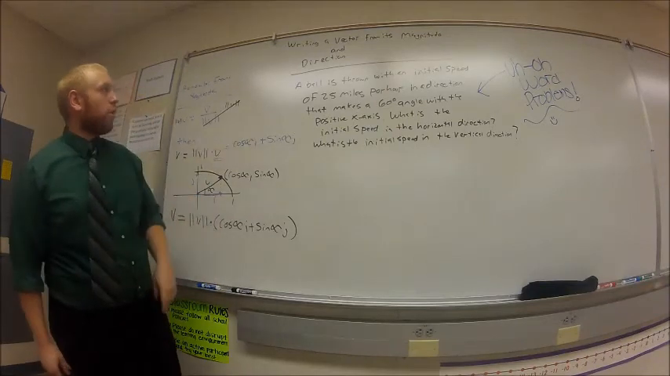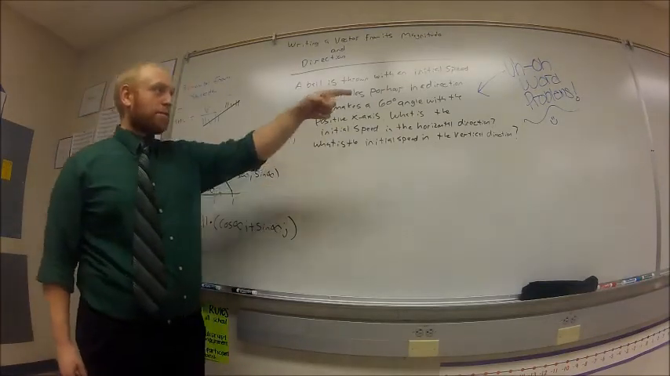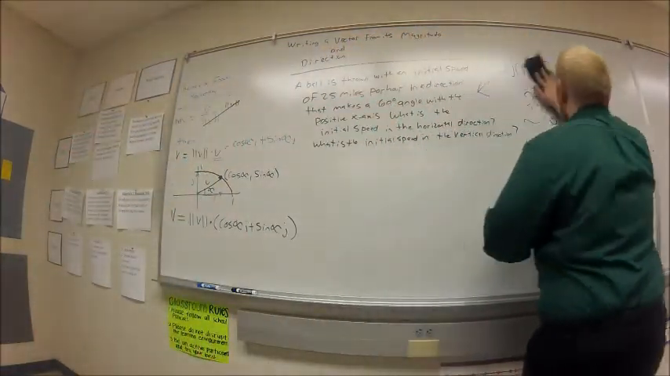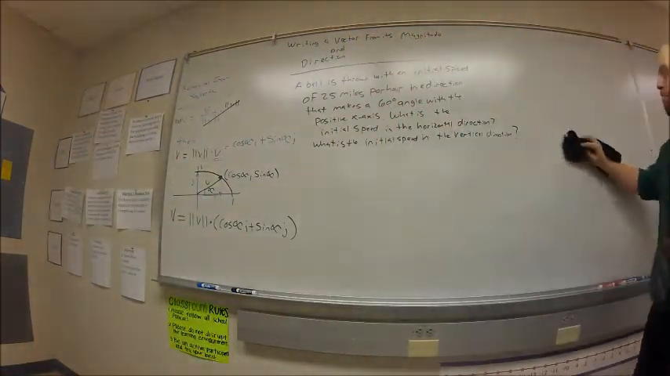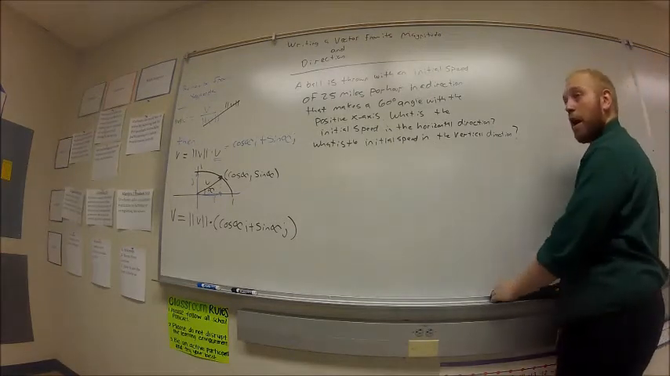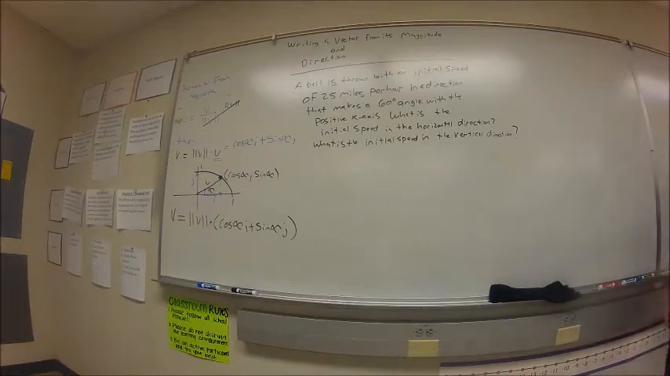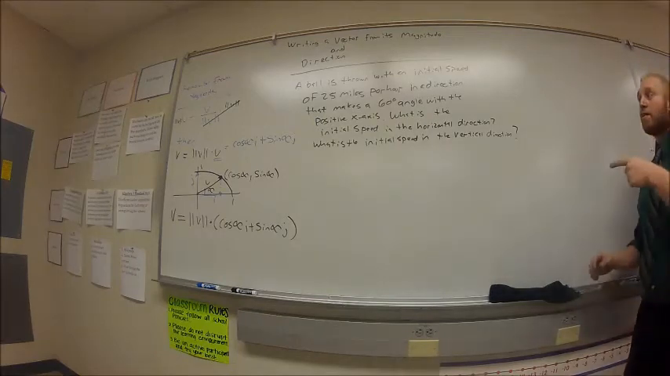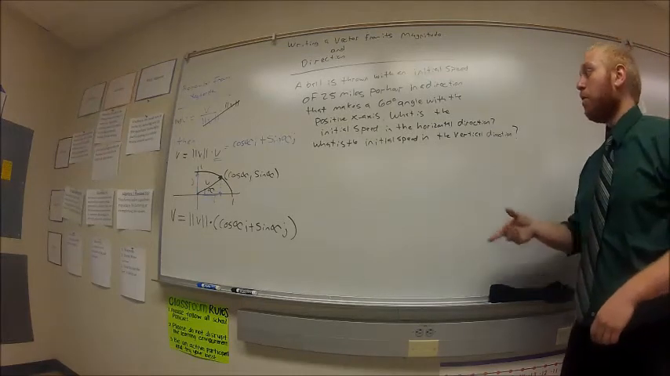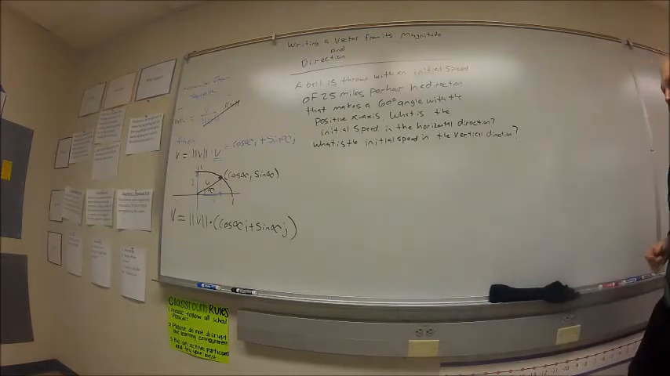Now let's look at example 1. You already got that on your paper. So, go ahead and read the problem. A ball is thrown with an initial speed of 25 miles per hour in a direction that makes a 60-degree angle with the positive x-axis. What is the initial speed in the horizontal direction? And what is the initial speed in the vertical direction?